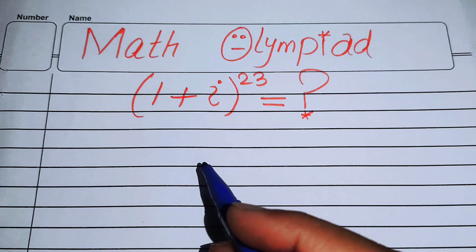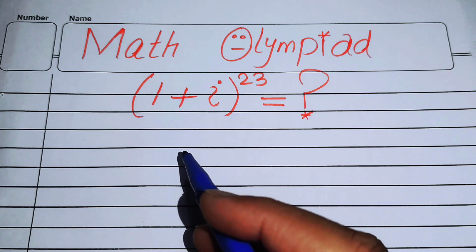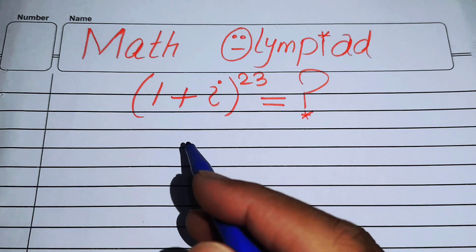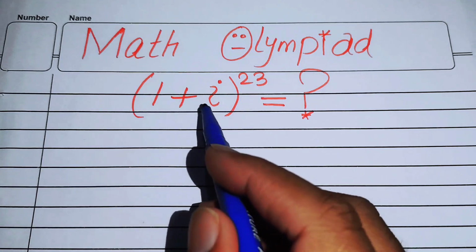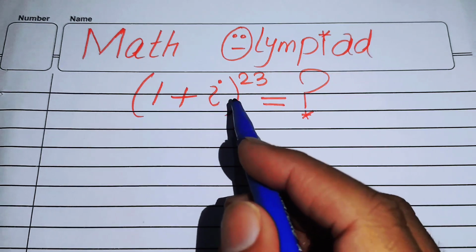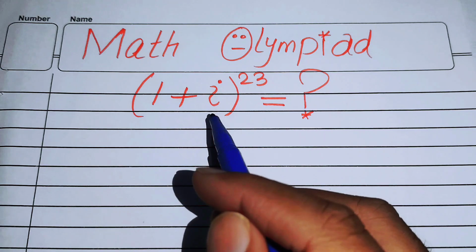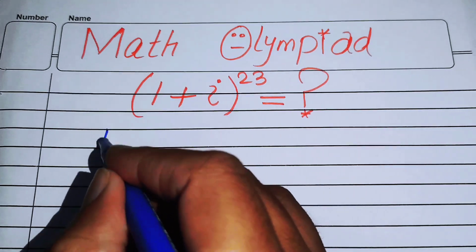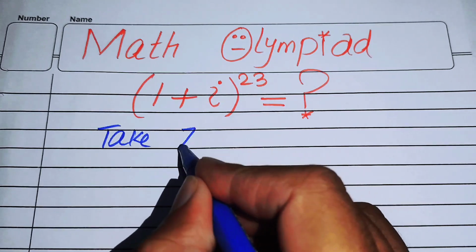In this video we are going to solve this nice math Olympiad complex power problem, or a complex exponential power problem. The very first thing we are going to do is, here we have 1 plus iota and its whole power 23. We will find the value of this expression. So first we will just take its base equals to z.